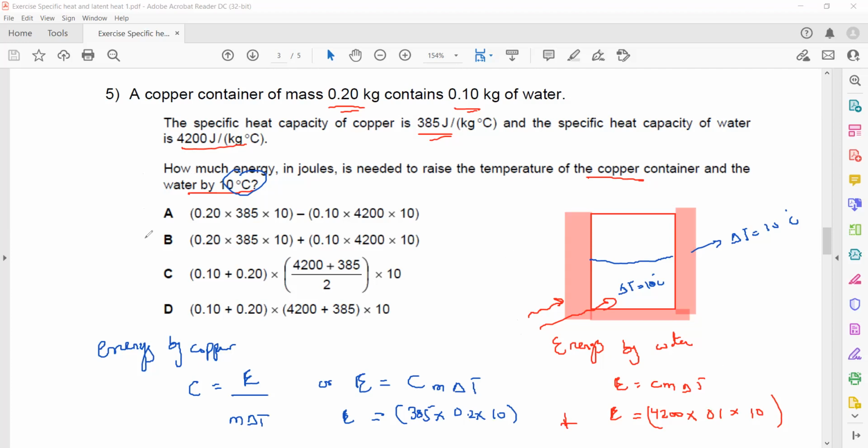So which option does it match with? It matches with option B. This is the energy for copper and this is the energy for water, and we add them to get the total energy supplied to change the temperature of the water as well as the temperature of the can by 10 degree centigrade. Is it clear? This was question 5.